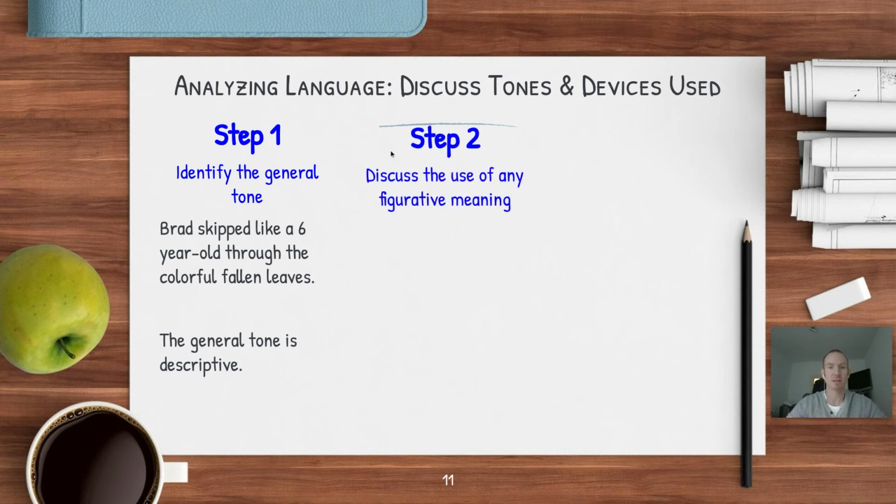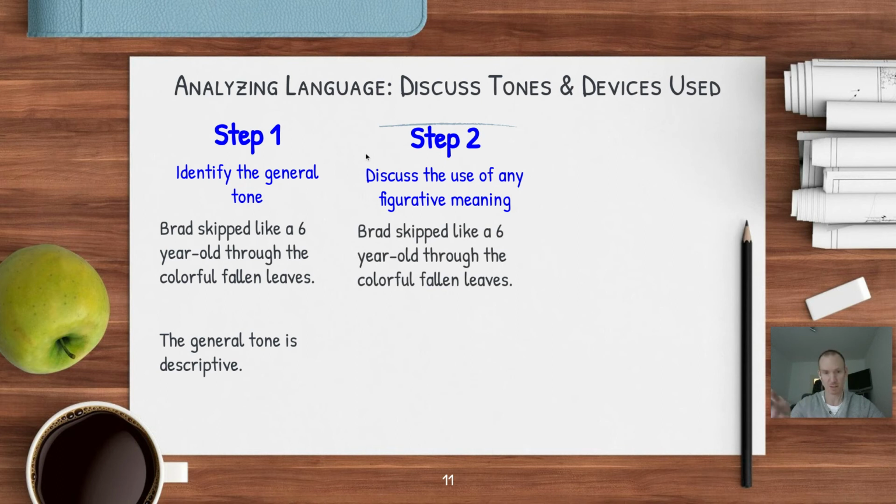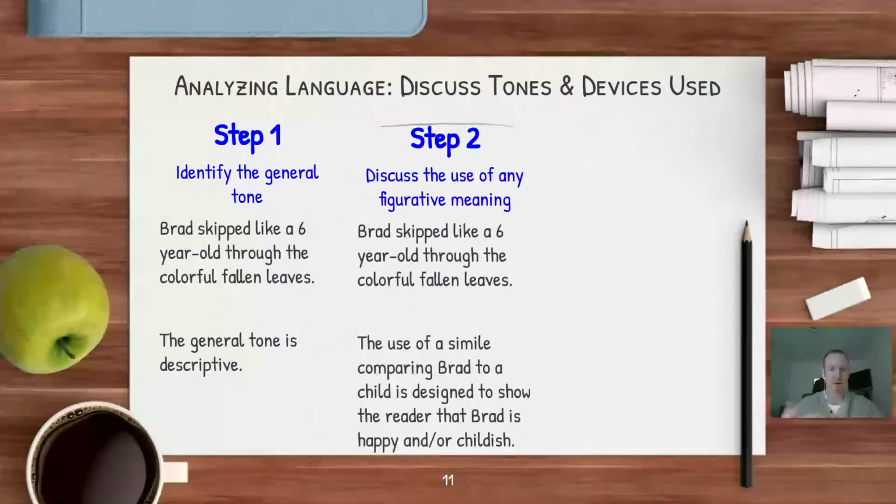Step 2 is discuss the use of any figurative meaning. Brad skipped like a 6-year-old. The use of a simile comparing Brad to a child is designed to show the readers that Brad is happy, and or it could be interpreted that Brad is childish. We would need to read further in the passage to figure out which of those two is more accurate for what the author is trying to achieve.